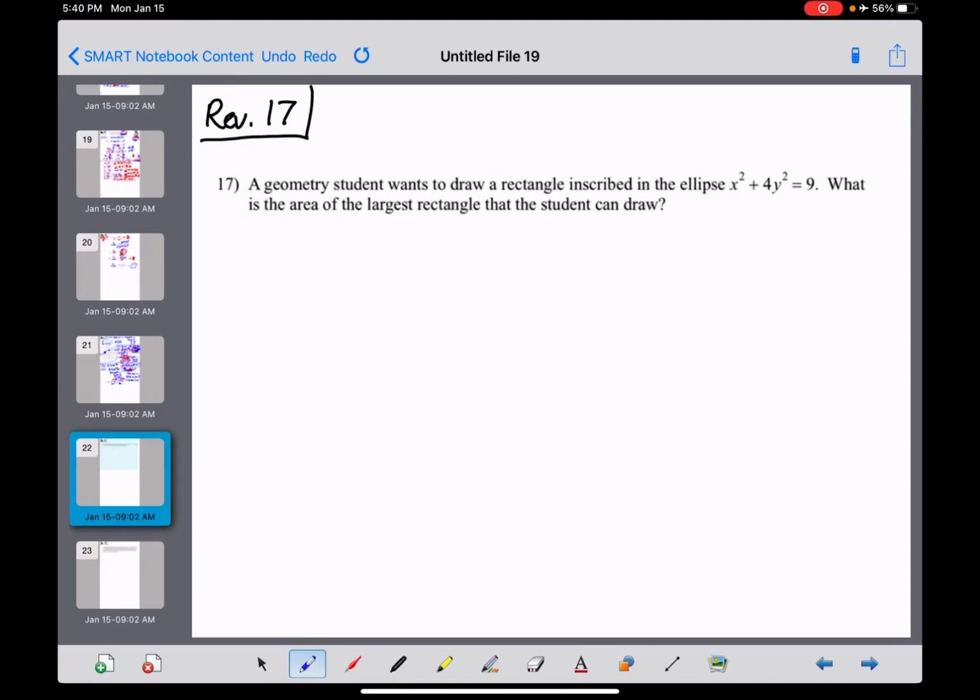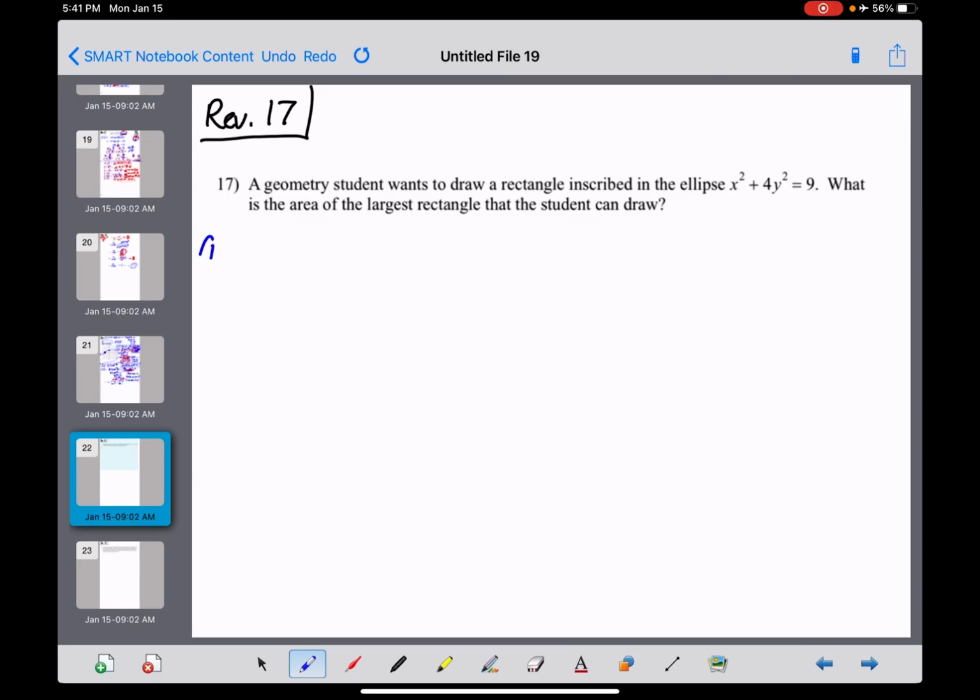In number 17, we're trying to draw a rectangle inscribed inside an ellipse, and we're trying to make that rectangle as large as we possibly can. Now, I wouldn't be shocked if some of you looked at this problem and said, no way, I didn't really learn much about ellipses in the past, so I'll walk you through some of that, but honestly, you really don't need that much information about an ellipse.